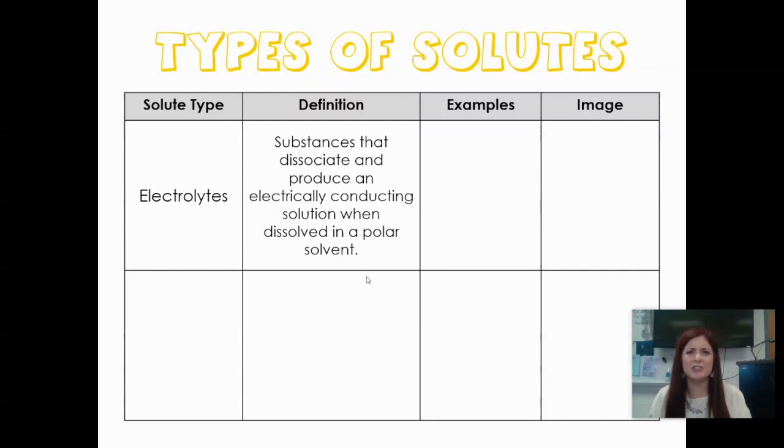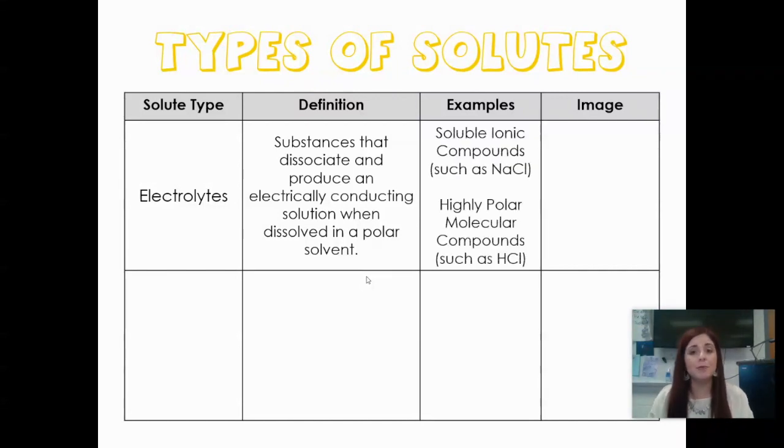So anything that dissociates and forms charged particles. Some examples of that would be soluble ionic compounds. So anything, I'll say most things that are ionic, will in fact dissociate in solution. Like salt, for example. Salt is an ionic compound that will dissociate into sodium ions and chloride ions.